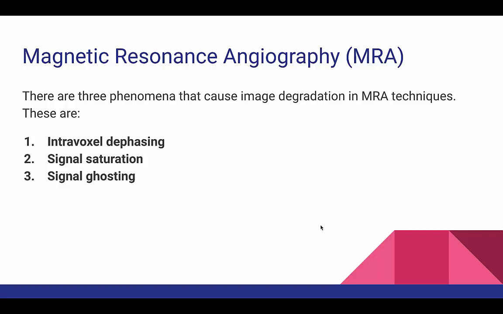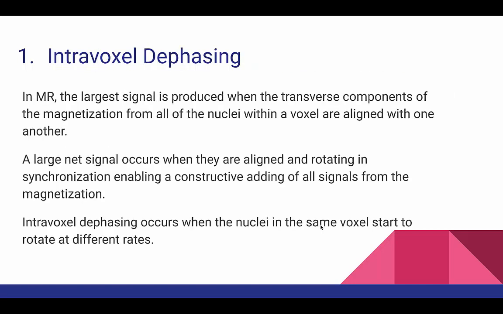So let's continue. So 3 different phenomena. These are intravoxel dephasing. The second one is signal saturation, and the third one is signal ghosting. Let's examine one by one. So with intravoxel dephasing, I'm gonna tell you a bit about the MR, which we have already been learning in some imaging in the past, but it's still good to talk a bit about it.